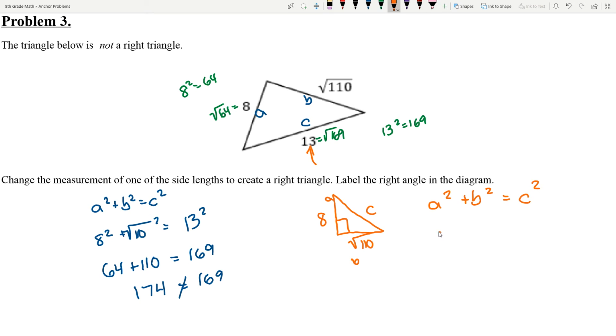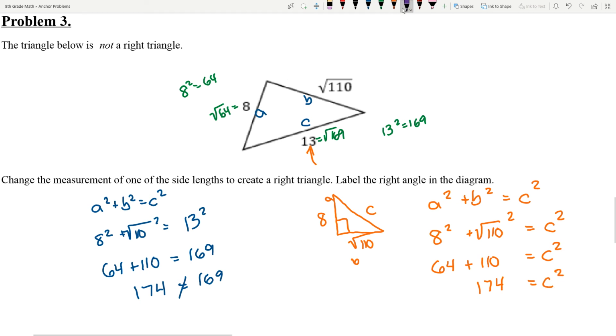Well, that would be 8 squared plus the square root of 110 squared would have to equal C squared. 8 squared is 64. The square root of 110 squared is 110. That would have to equal C squared. 64 plus 110 is, as we already found out, 174, equals C squared. And the way we're going to solve this, if you have multiplication, the opposite is division. If you have addition, the opposite is subtraction. If you have a number squared, it's not going to be dividing by 2 to undo it. It's going to be to take the square root of both sides.